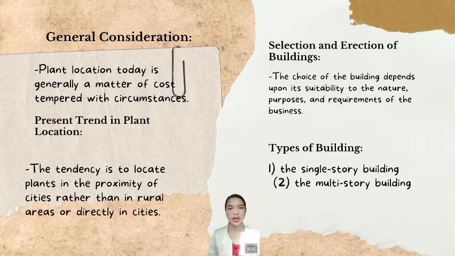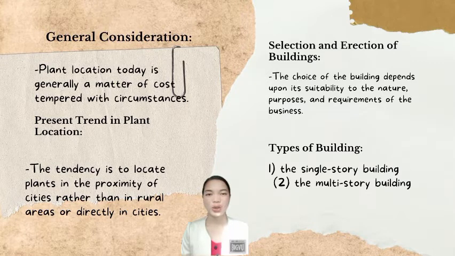General consideration. Plant location today is generally a matter of cost tempered with circumstances. Theoretically, the most favorable location of a plant is that placed where, in consideration of business as a whole, the total cost of producing and delivering goods to customers is the lowest. Actually, however, the decision as to plant location is not always based on reason. More times than management is willing to admit, corporate financial ties of the enterprise or personal whims of some top executive exercise the balance of power.